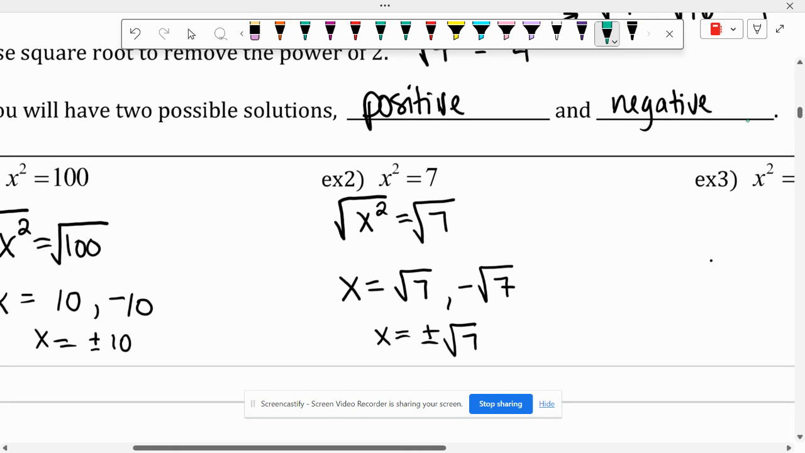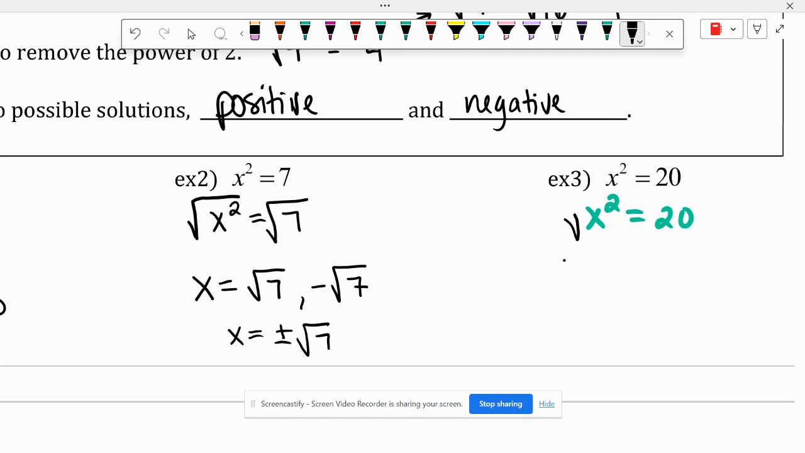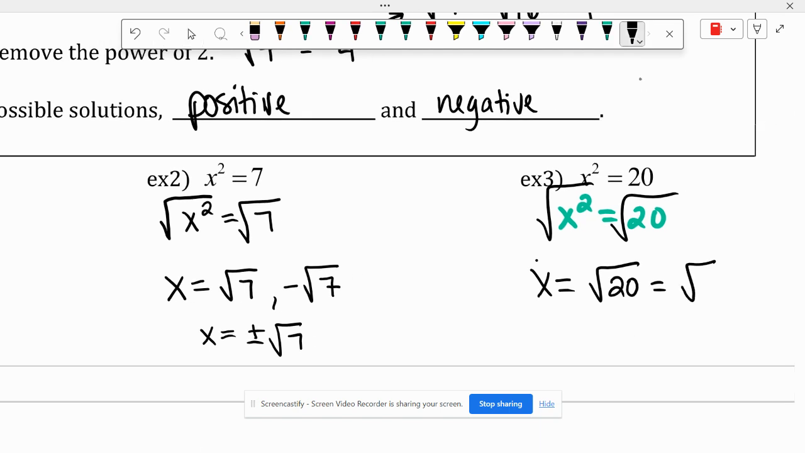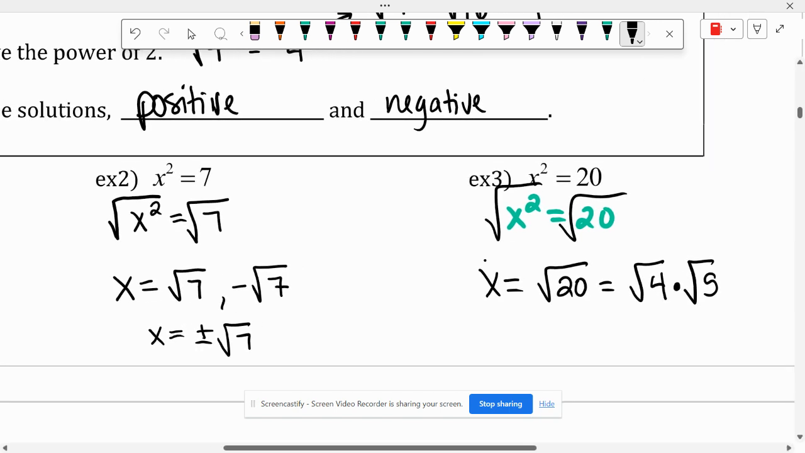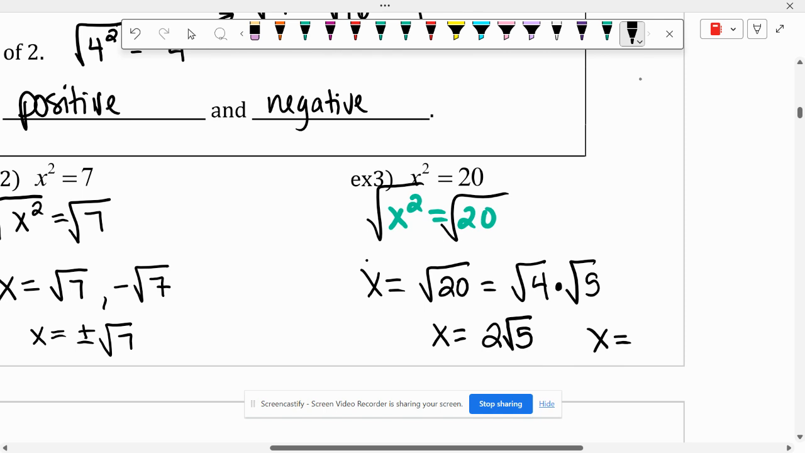Example number 3. This is why we practiced simplifying radicals yesterday. When I take the square root of both sides, I have x equals, well, the square root of 20 can be broken down into what? Yeah, the square root of 4 times the square root of 5. But what is the square root of 4? 2. So my answer is 2 root 5. But remember, I have a positive 2 root 5, and I have a negative 2 times the square root of 5.